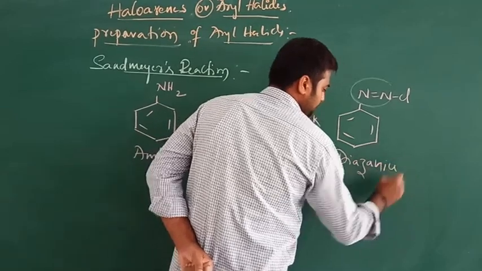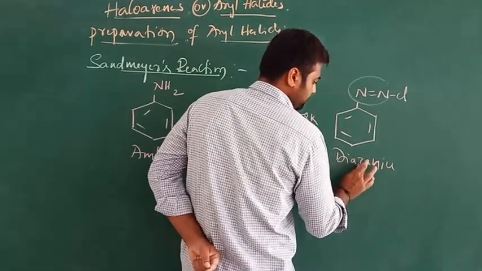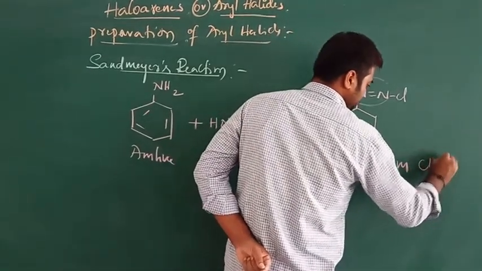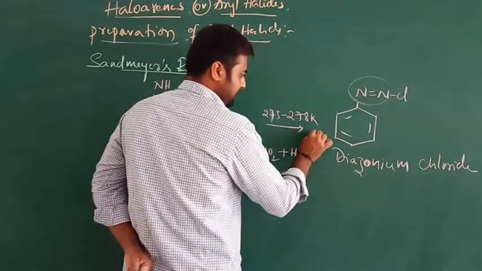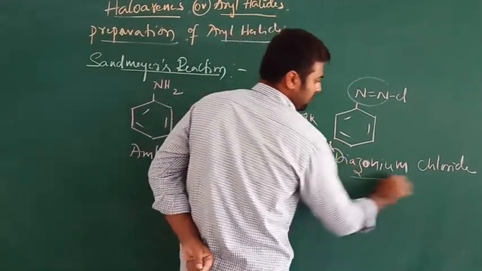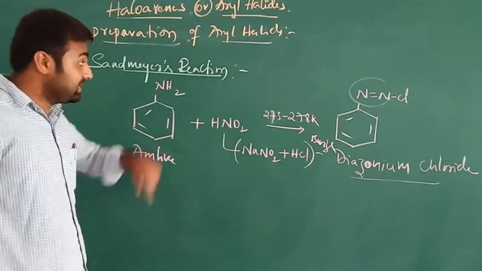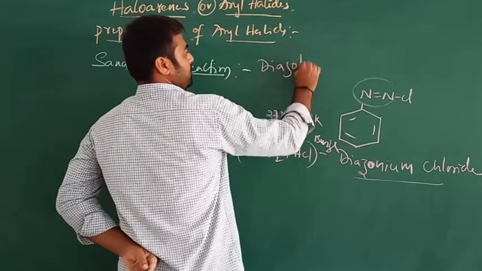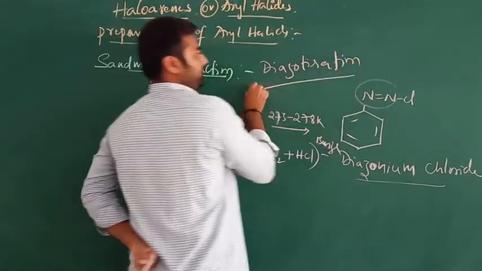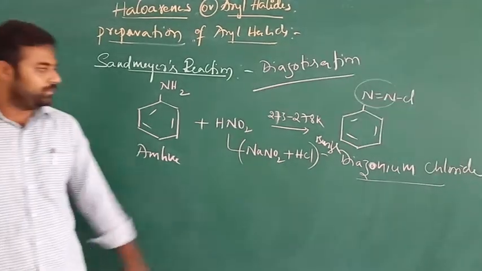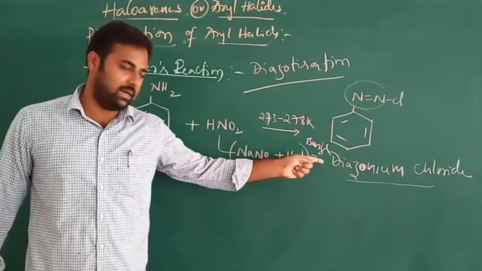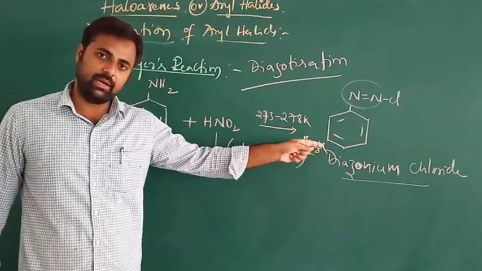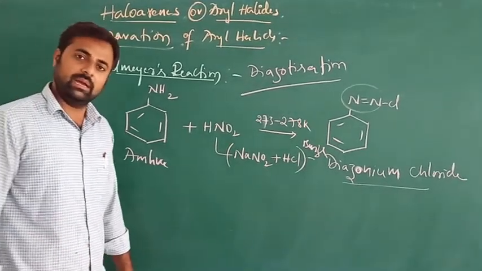Diazonium salt or diazonium chloride. We call it benzene diazonium chloride. This step in this reaction is called diazotization. What is that? Diazotization. In the first step, the freshly prepared benzene diazonium chloride. By using this benzene diazonium chloride, now we are going to prepare chlorobenzene and bromobenzene.